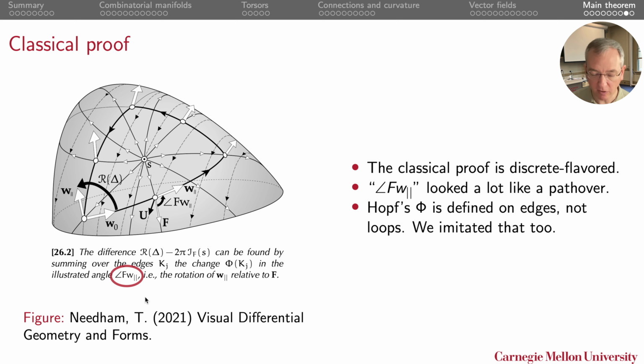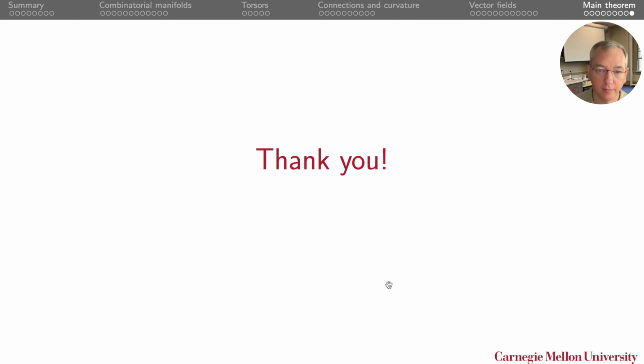So we have a vector field that varies along the edge and transport along the edge. And the change in angle between those two is this function on the edge. And to me, that looked a whole lot like path over, which is like, hey, do the transport and subtract from what was natively there. Anyway, that's Hopf's argument, is that this function phi, which we called swirling, is defined on edges, not loops. It doesn't need loops like a lot of the other stuff does, like holonomy around an arbitrary loop. So we imitated that here. It's all sort of inspired by the classical proof. Thank you very much.